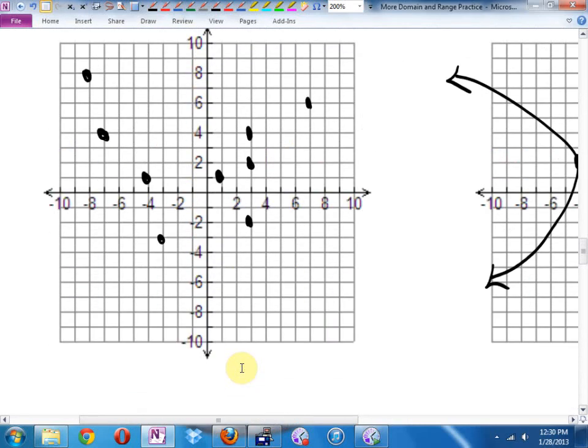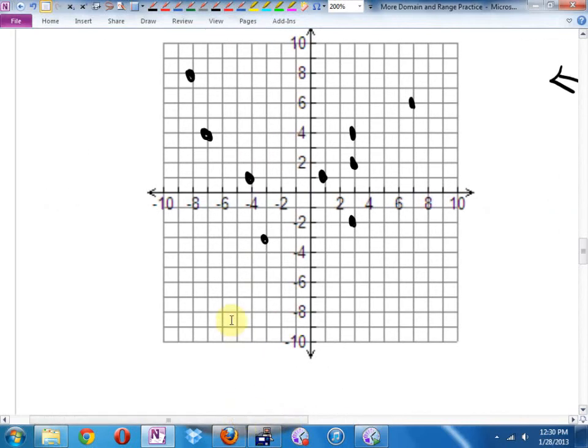Turn the page over, I think, yes? Function or not? Where? Oh! Right here. Nice try, Mr. Duke.